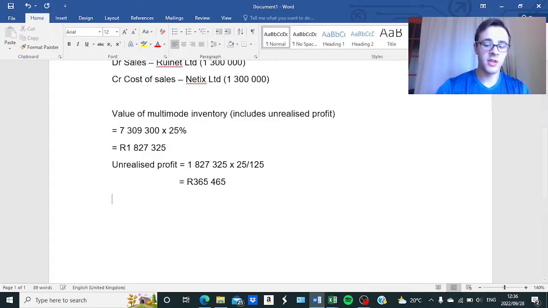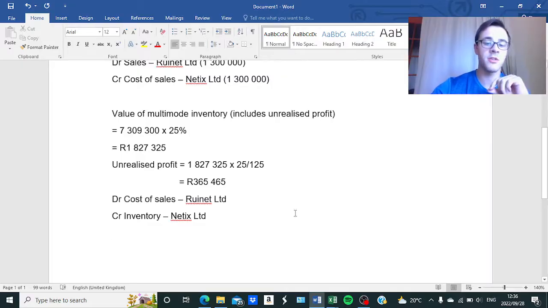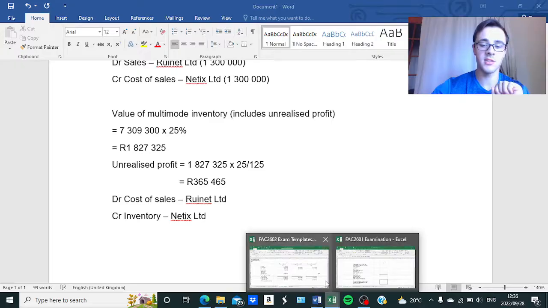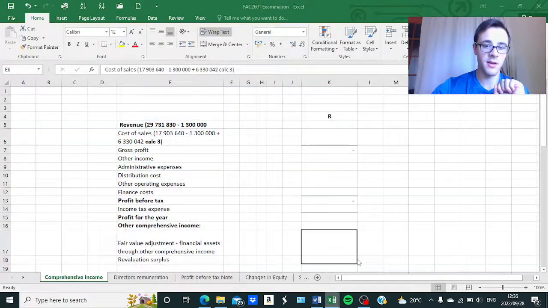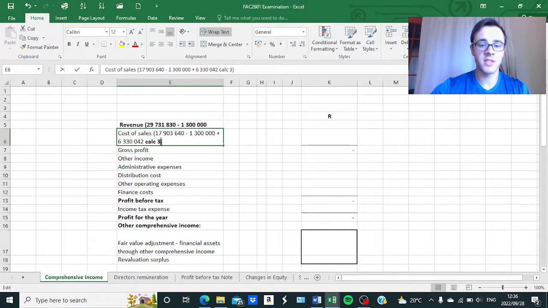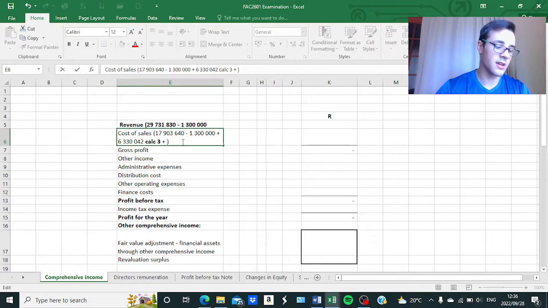Okay, so your journal entry will be that we will debit cost of sales of the company who made the profit. In this case, it was Runet Limited. And we will credit inventory for Netix Limited. Right, so in your consolidated statement of profit or loss and other comprehensive income, you will need to increase cost of sales because it is debited by the amount of the unrealized profit included in closing inventory, 365,465.